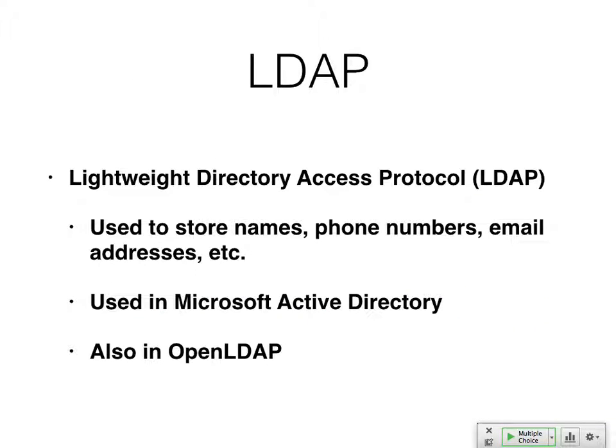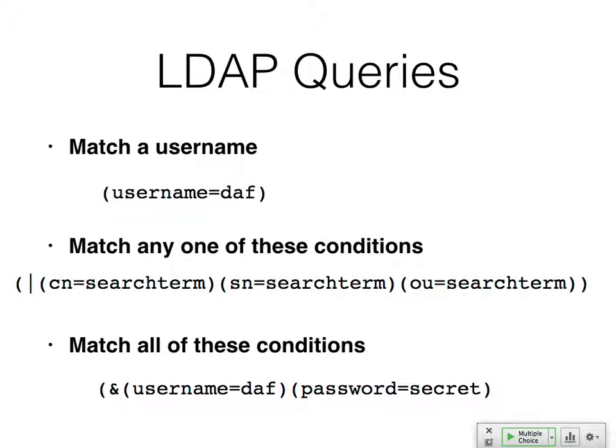Then there's LDAP. Microsoft Active Directory uses it. This stores names and phone numbers. This is what moves directory information around on Windows domains. And the way it works is you match a username this way. If you want to match any one of these conditions, you just put them one after another: one search term, another search term, another search term. If you wanted all the conditions, you put an ampersand at the start, and that requires all these conditions to be true.